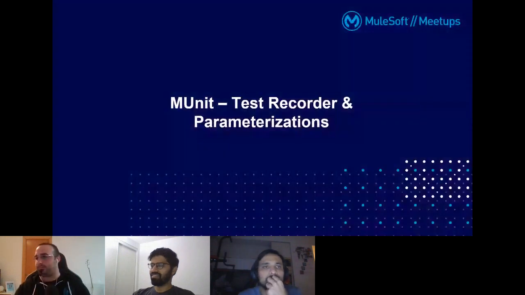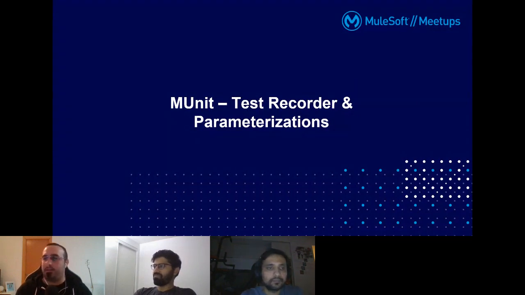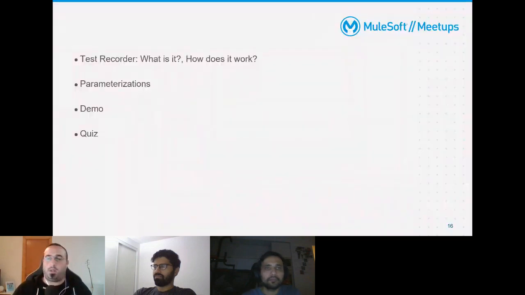Okay, now we are going to get deeper in this, and I think it's more fun. Okay, so MUnit test recorder and parameterizations. So what are we going to see? Test recorder, what is it and how does it work? Then we go to parameterizations. We are going to have a quick demo to see in action, because theory is good, but practice I think is better. And then the second and last quiz. So you still have chances to win those vouchers.